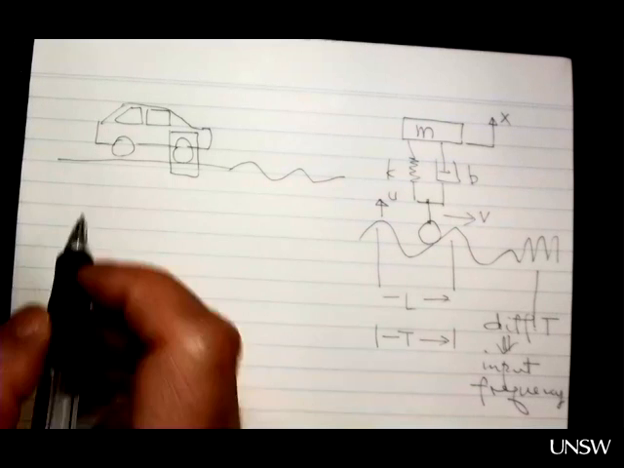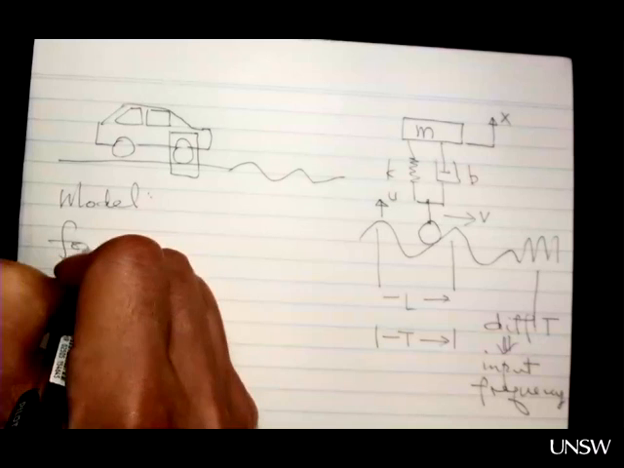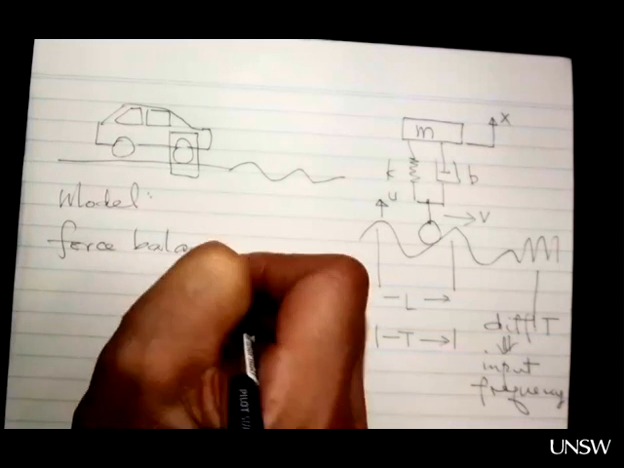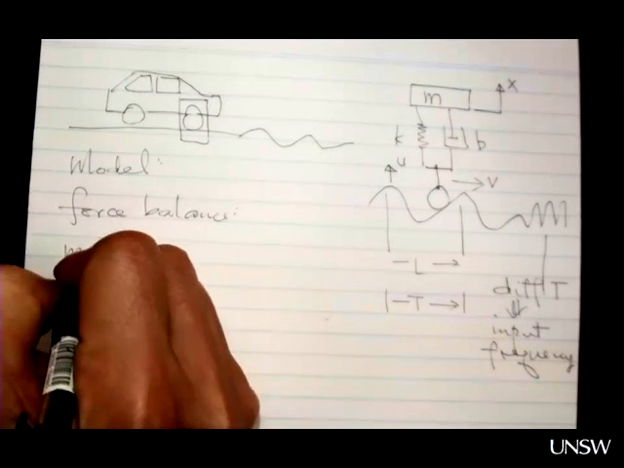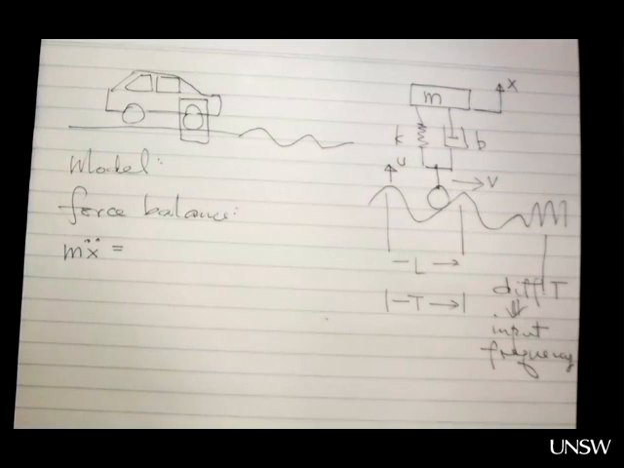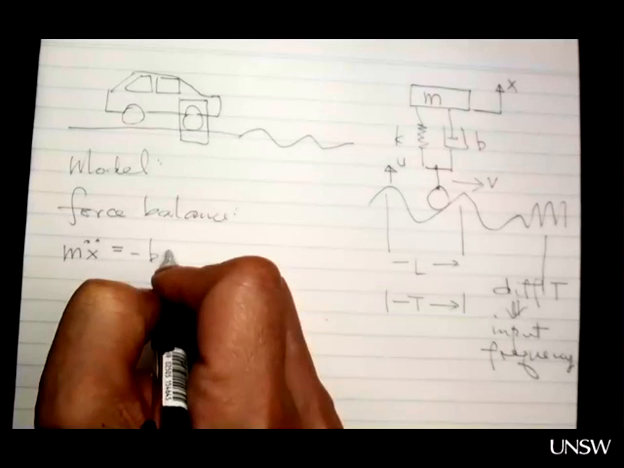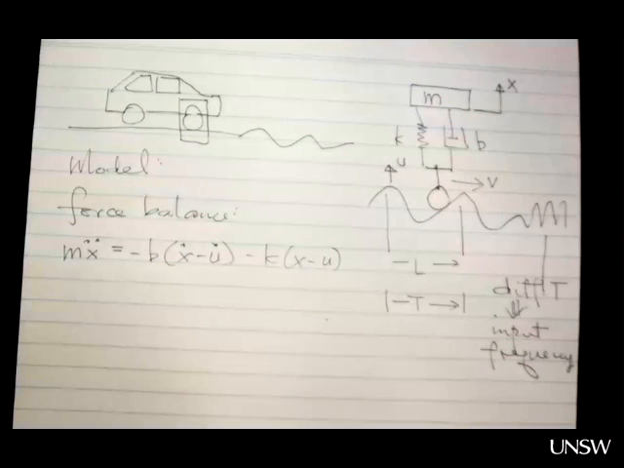First of all, we have to build a model. We start to build the model from the balance of forces. We have the mass of the vehicle, which accelerates. So we have m times the acceleration, that is, the second derivative of the displacement with respect to time. The spring and the damper generate the restoring or reaction forces. The damper force is proportional to the time derivative, and the spring force is proportional to the distance.